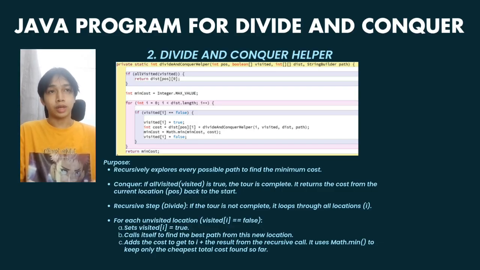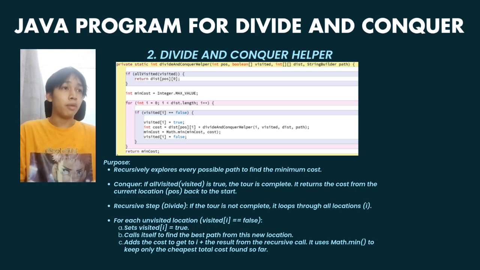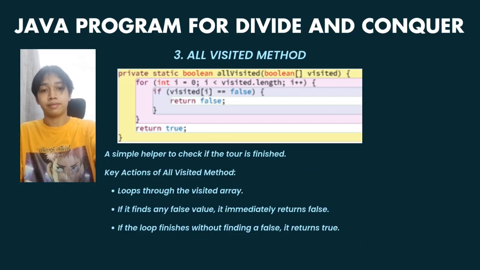For the recursive step, divide: if the tour is not complete, it loops through all locations. For each unvisited location, it sets visited[i] to true. Then it calls itself to find the best path from this new location. Then it adds the cost to get to i plus the result from the recursive call. It uses Math.min to keep only the cheapest total cost found so far.